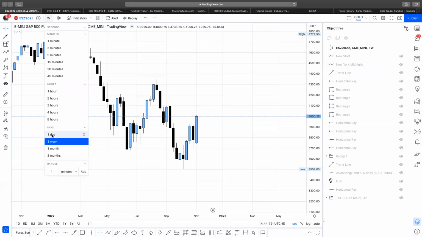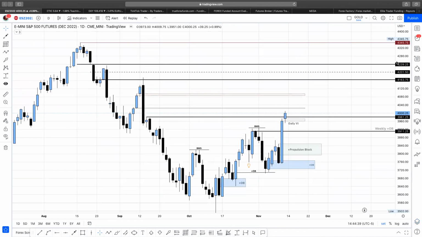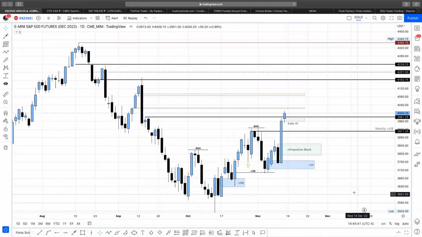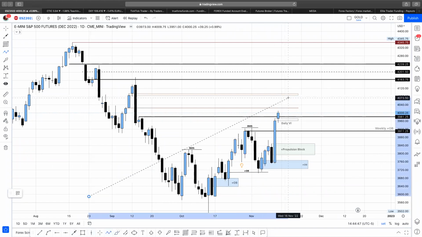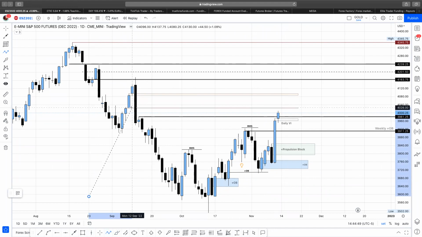On a daily, you saw the 3 scenarios that I put in the PDF. Scenario number 1 is we trade into daily volume imbalance, trade higher. Targeting this for first day is get to 40.20. Volume imbalance, mean threshold, consequent encroachment of the SIBI. This is the minimum I want to see for a bullish day.